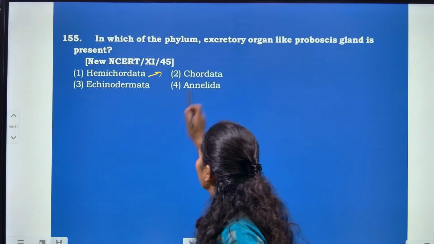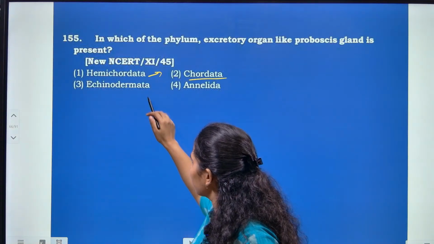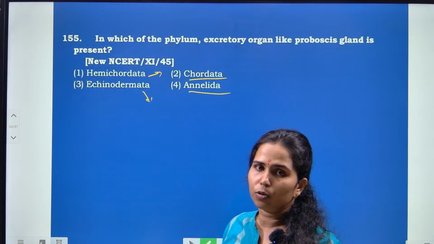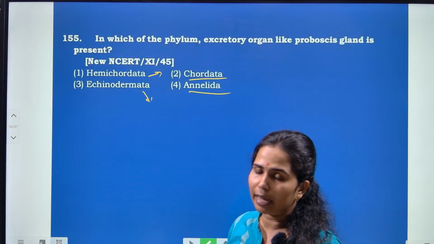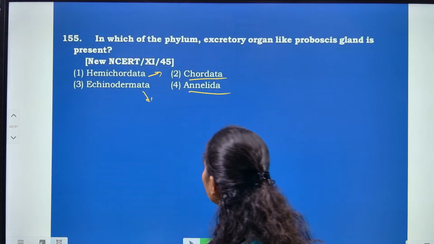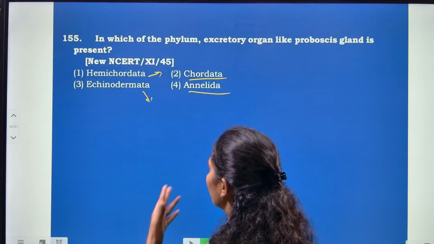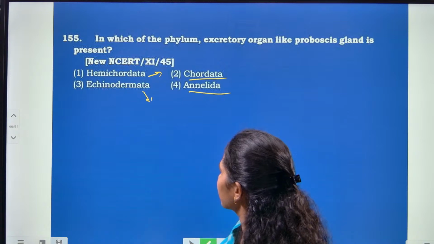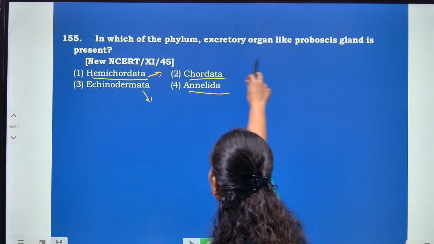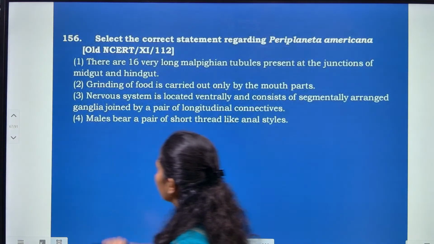So in Chordata, yes, we have well developed kidneys here. In Echinodermata, they are going to have the nephridia. In Annelida, you already know the earthworm, the best example in annelids, they are going to excrete through what? Through the cuticle, and they even have nephridia here. So all these act as excretory organs, except what? Except in Hemichordata. So Hemichordata, they are going to excrete through what? Through the gland called the proboscis gland here.